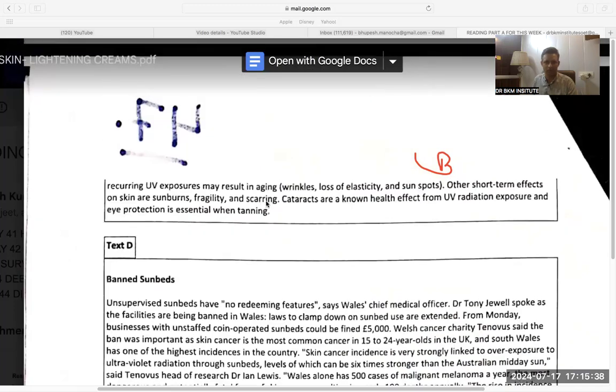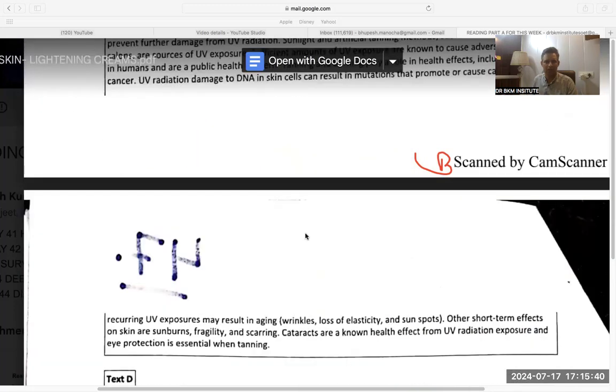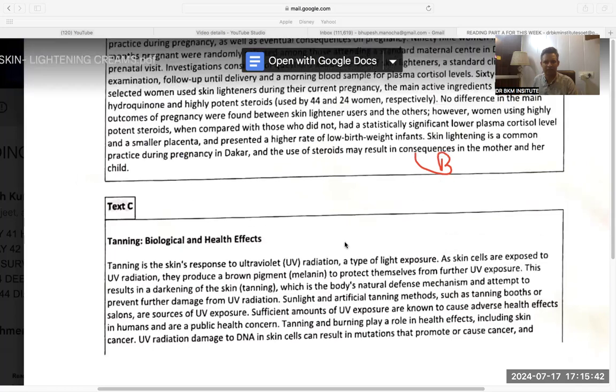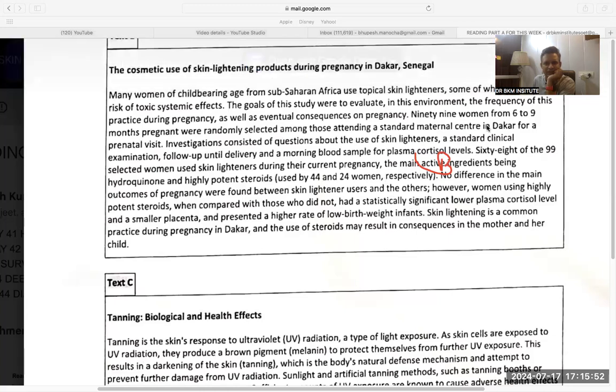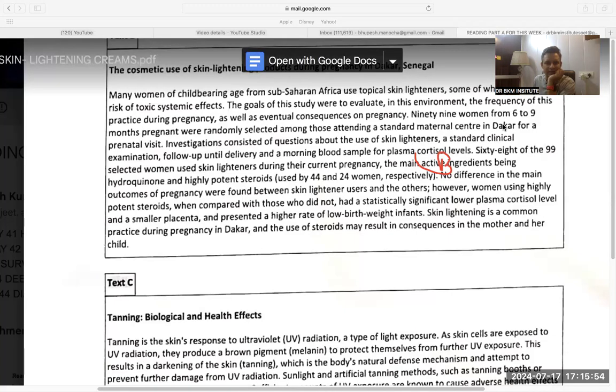Okay, so I will go to this. Main active ingredient for the women in Dakar. So 90 women. I hope Dakar is not given over here, because if Dakar is given, then my previous answer is wrong. So Dakar. In Dakar, women are using quinone and hydroquinone. So what is used in sub-Saharan Africa? 90% of the randomly selected sample investigation consisted of skin lighteners.